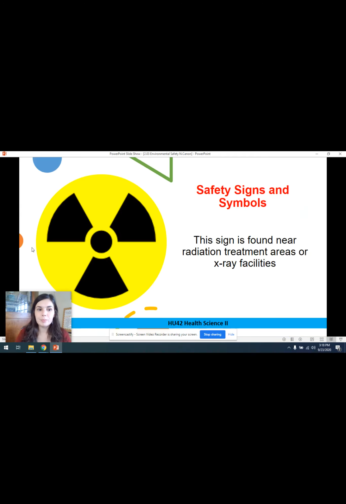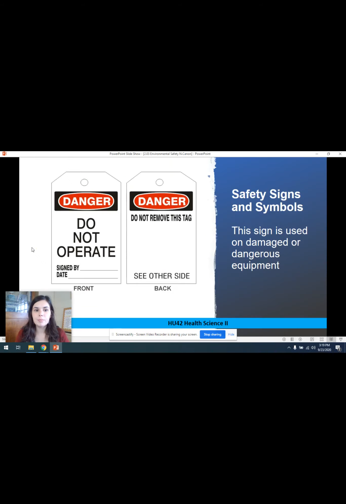The next one is this symbol here, which is found on radiation treatment areas and x-ray facilities. So this is a symbol to let you know that there is radiation involved in that area and to be careful not to be in that area for too long.